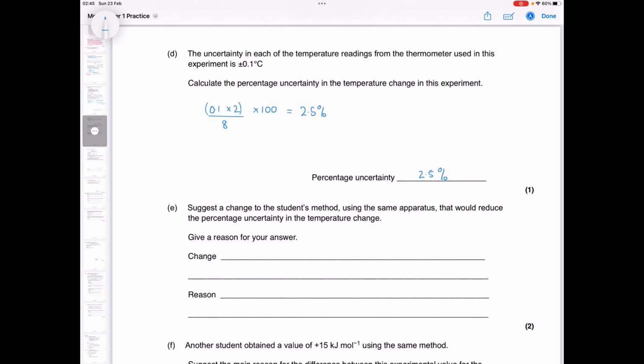Suggest a change to the student's method using the same apparatus that would reduce the percentage uncertainty. If we look at that calculation, the only thing we can change that would reduce the percentage uncertainty is the value 8. If that was a bigger number, then that would give us a lower percentage uncertainty. So the reason for the change is we need a larger temperature change.